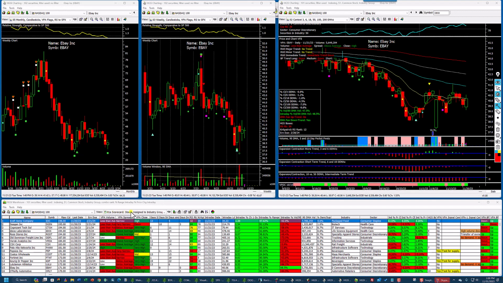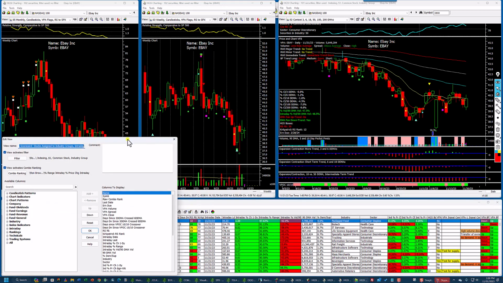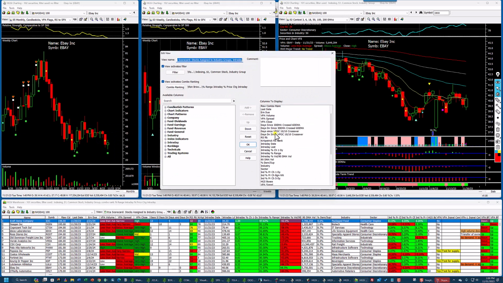This is my standard warehouse view. I'm going to bring up the Quick Pick menu and show you that I'm under my number one folder, and since it's intraday I'm going to use 1A, which displays the data. This is the end of day data. This is the intraday data, and this is the way it's set up. These are all of the columns which you see down here in the warehouse view.